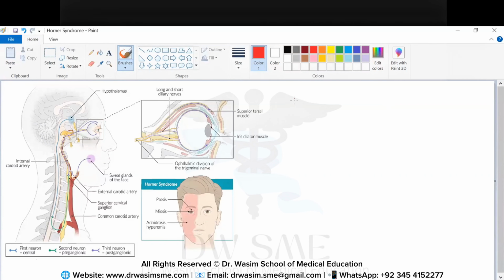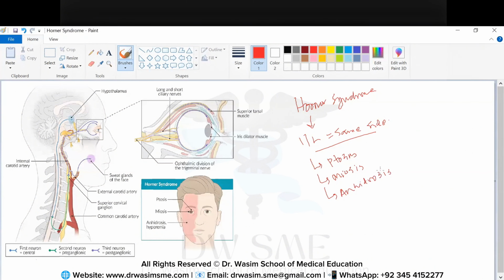Now let's discuss Horner syndrome. Horner syndrome is characterized by the ipsilateral. Ipsilateral means the same side. So ipsilateral ptosis, miosis, and anhidrosis.